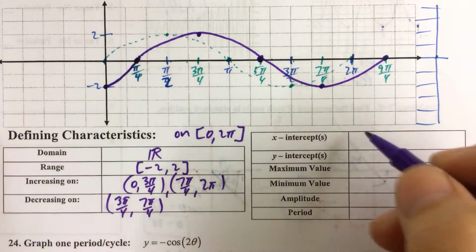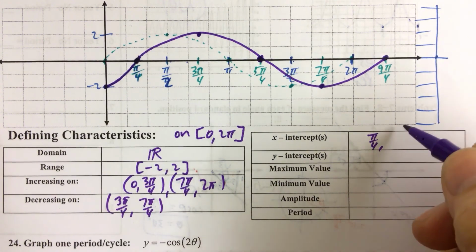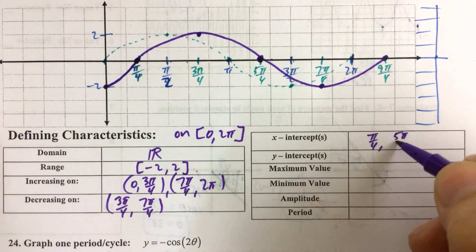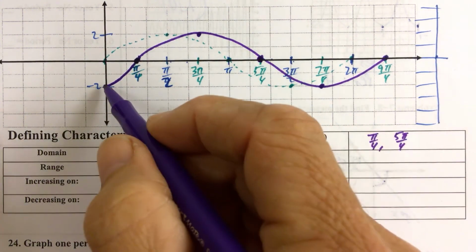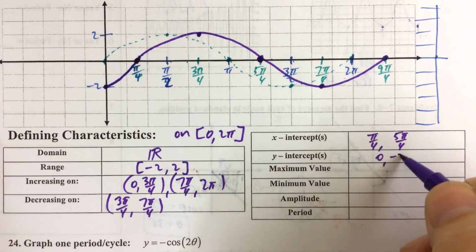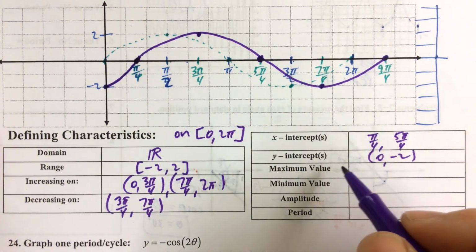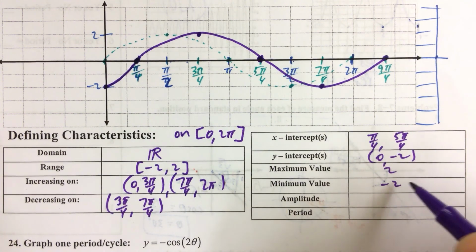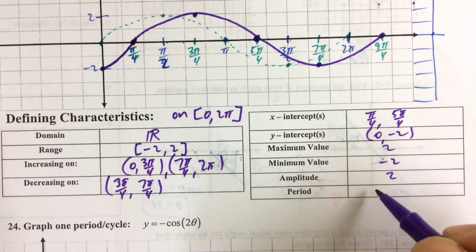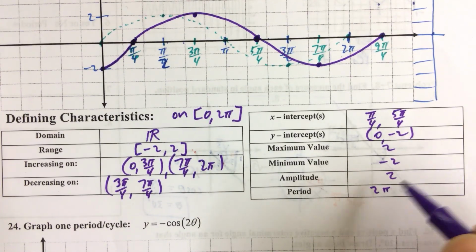The x-intercepts we can see are at pi over 4 and 5 pi over 4. The y-intercept is at 0, -2. Maximum value is 2, minimum value is -2, the amplitude is 2, and the period is 2 pi. There you go.